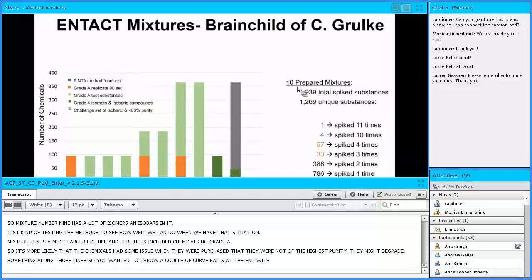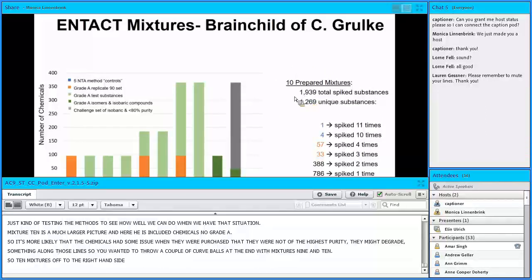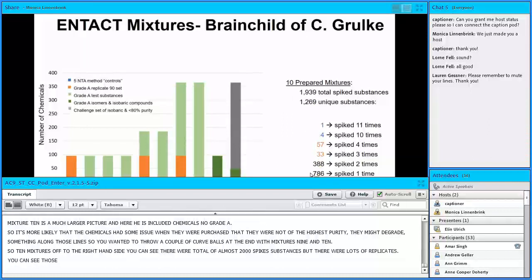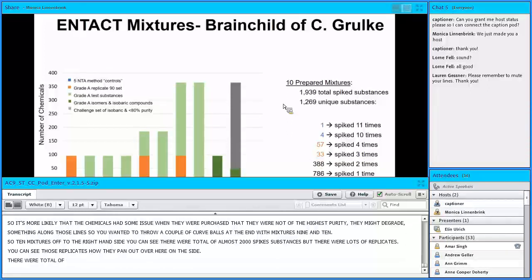So of those 10 mixtures off to the right-hand side, you can see there were a total of almost 2,000 spiked substances, but there were lots of replicates. And you can see those replicates, how they panned out over here on the side. There were a total of almost 1,300 unique substances. And for a ring trial like this, this is a phenomenal number of compounds.